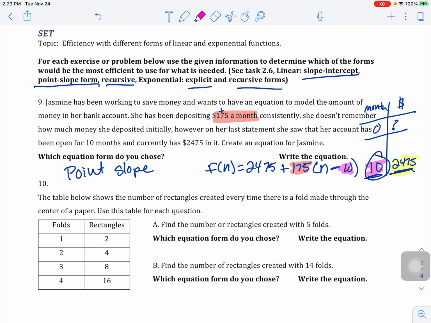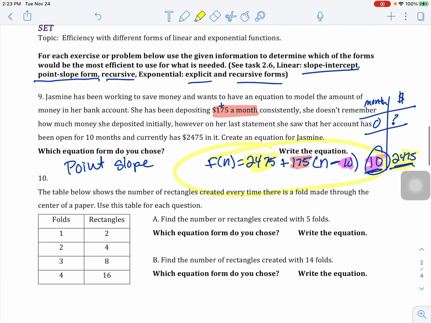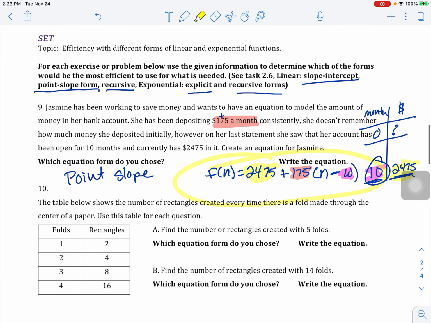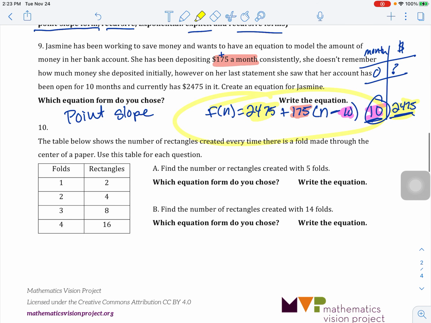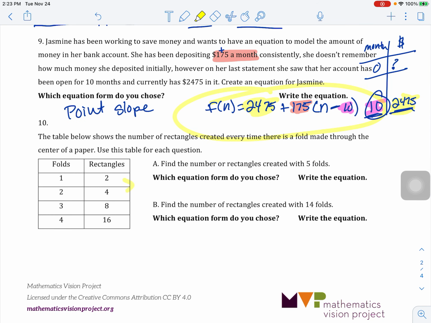So this is an excellent opportunity to use point slope. We know this is our output, we know this is our action, and then we're going to do n minus the input that went with that output that we had. Point slope. So you use point slope if you have a linear example that doesn't start at 0, and you use slope-intercept if it starts at 0. This one, 2, 4, 8, 16 is geometric or exponential, so we would use the explicit.